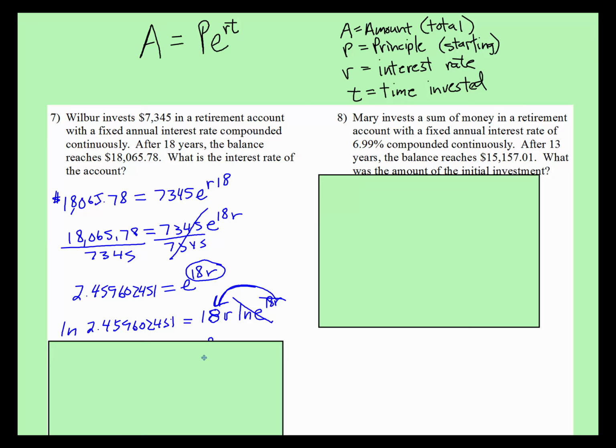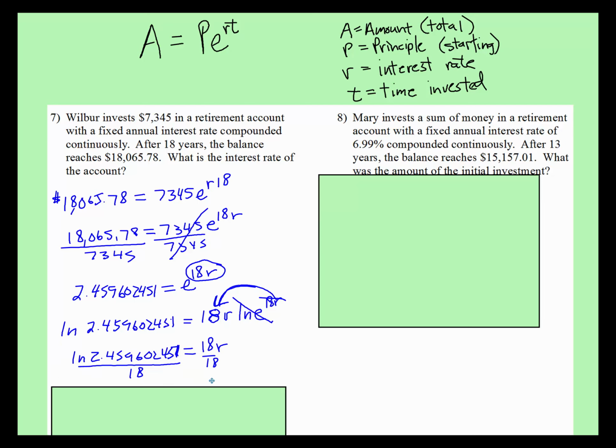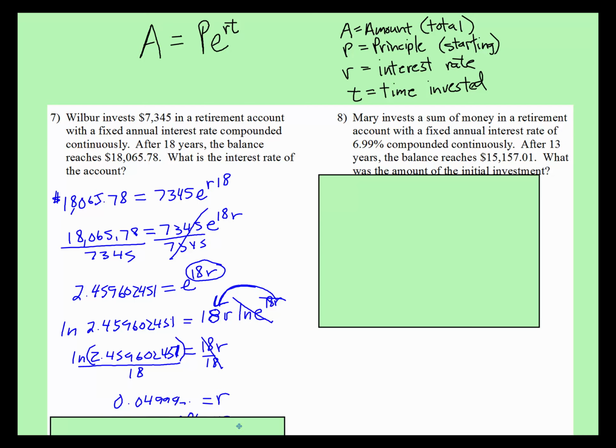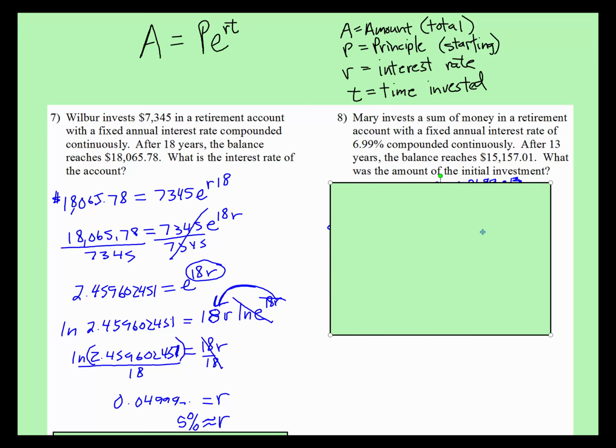And then you just have a divide problem. 18 is attached to r by multiplication, so we're going to divide both sides by 18. And when you do that, remember when you type this into your calculator, there will be an open parentheses there. Be sure and close it before you hit divide 18, and what you're left with is 0.04999 continuing, so that would round to 0.05, which is 5%. Okay, one last one real quick.